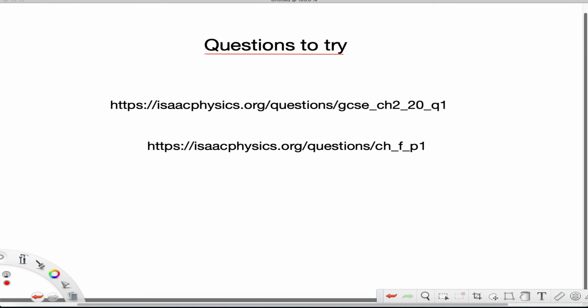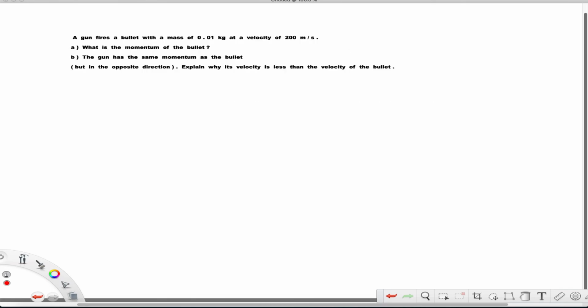But before we do that, let me take you to do this. So, a gun fires a bullet with a mass of 0.1 kilograms. No, not 1 kilogram, sorry, at a velocity of 200 meters per second. What is the momentum of the bullet? Well, momentum is mass times velocity, which is 0.01 times 200, which is 2 newton seconds. The gun has the same momentum as the bullet, but in the opposite direction. Explain why its velocity is less.